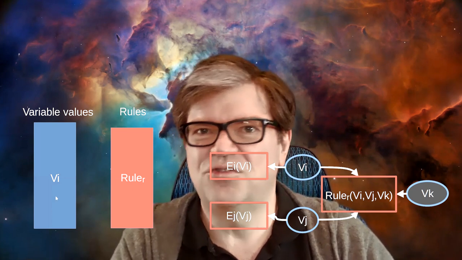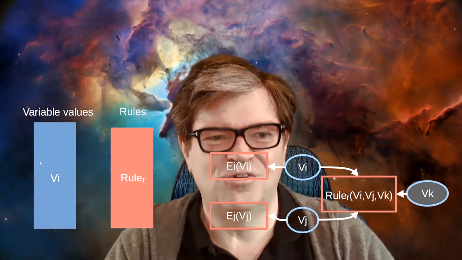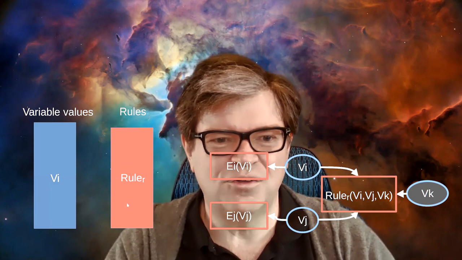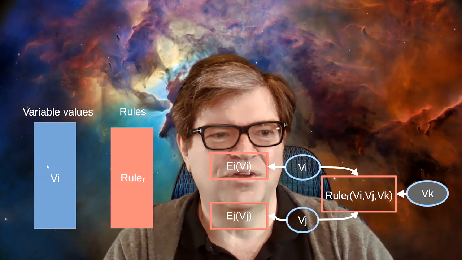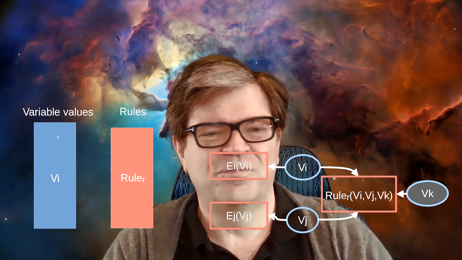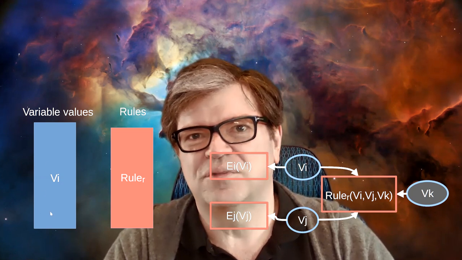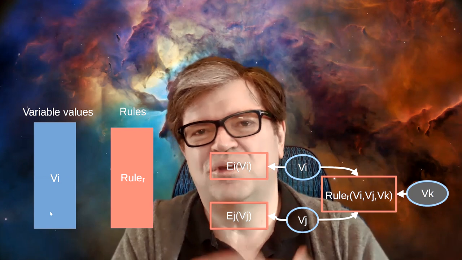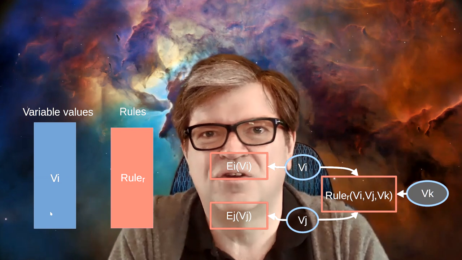If they're binary, it's easy. You just have to remember two energies for those variables. And you keep doing this with all the rules until the content of the variable values stabilizes. You can think of this as probabilistic logical inference, if you want.